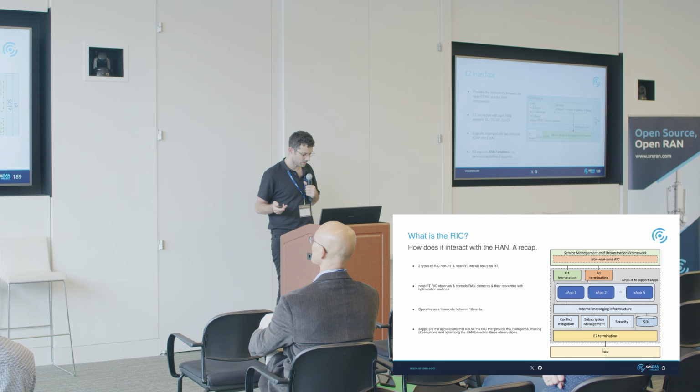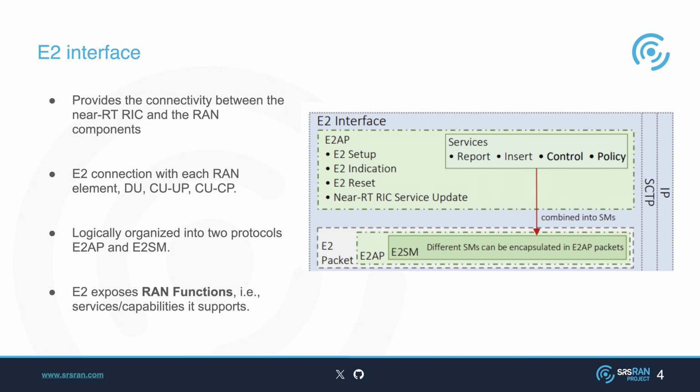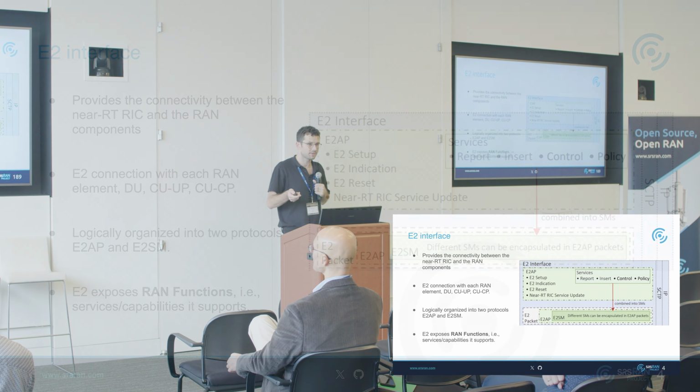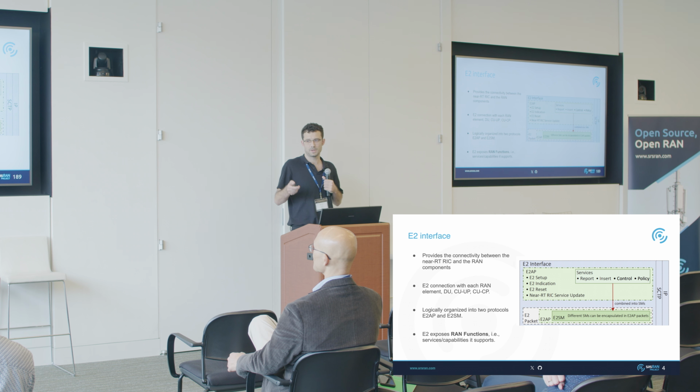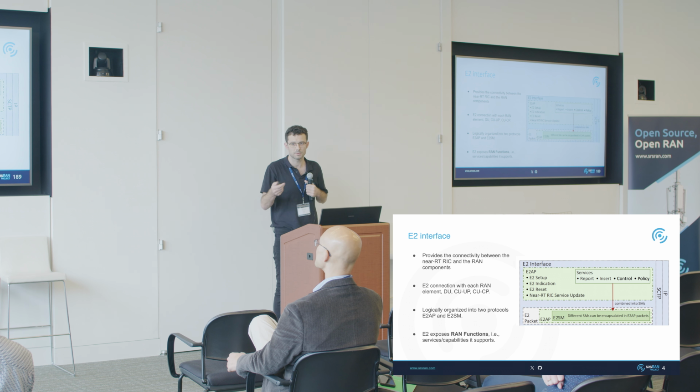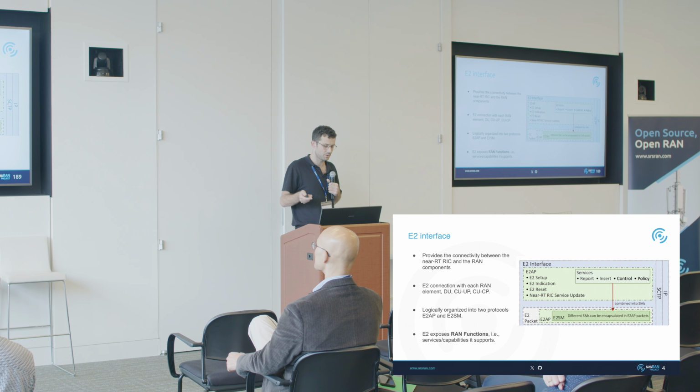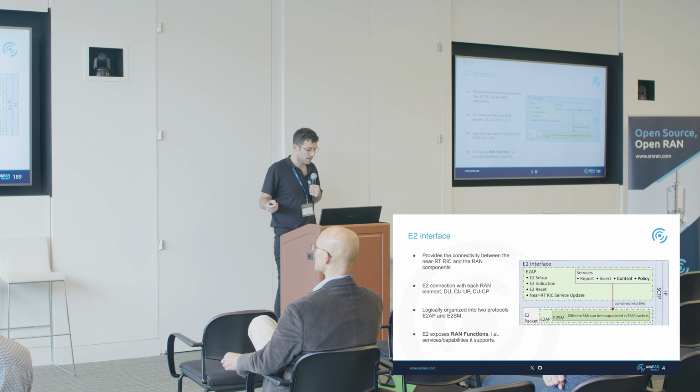So the E2 interface is the pipe by which the RIC interacts with the RAN. It maintains a connection with all the different network components. If there's a DU-CU split, they'll have one for each DU and CU, and for the CU-UP and CU-CP if you have a split in your CU as well.